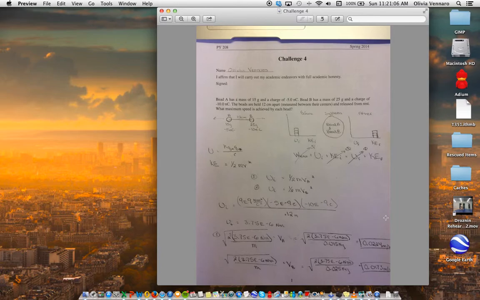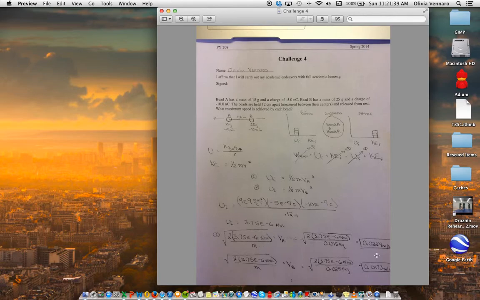So then I found out the potential energy of the system initially. So that's K, Q1, Q2 over R. And then I used that to find the velocity for equations 1 and 2, which is just the square root of 2 times the potential energy initial over the mass of the bead.